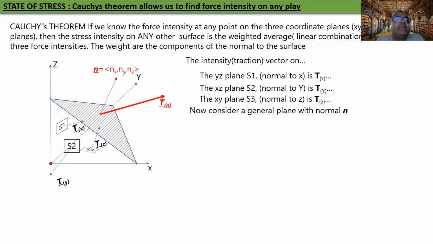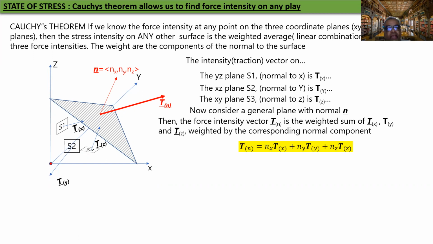The normal is Nx, Ny, Nz. We want to know what is the T of N here, the traction on this surface. You would think, okay, how am I going to do this? All I know is all this force intensity. It turns out that Cauchy has a nice solution to it. It's extremely easy. You just do a weighted average.